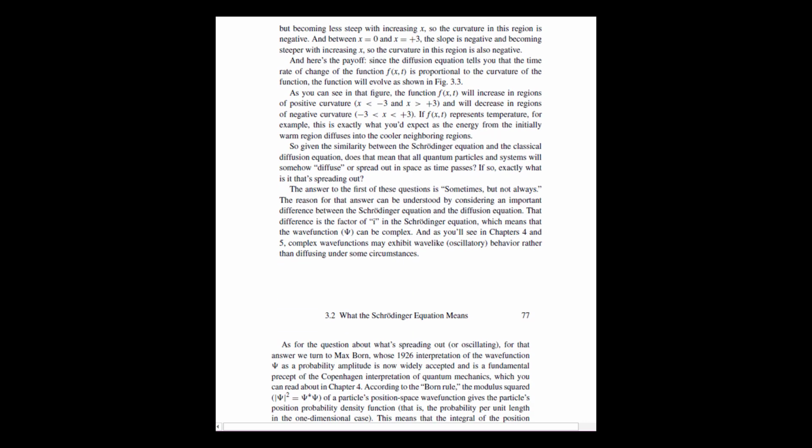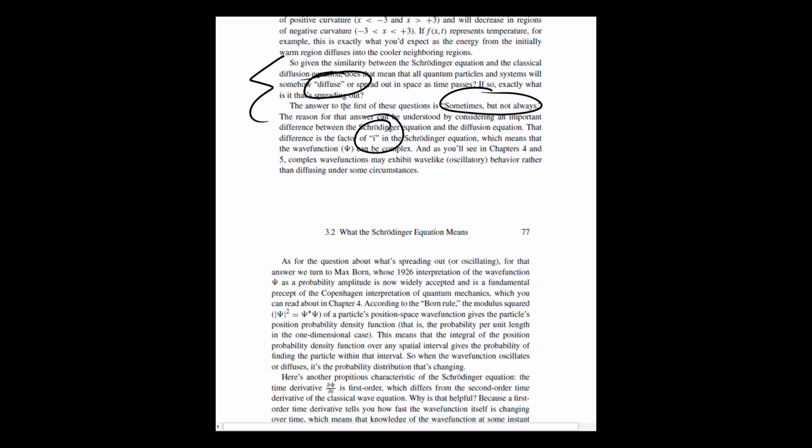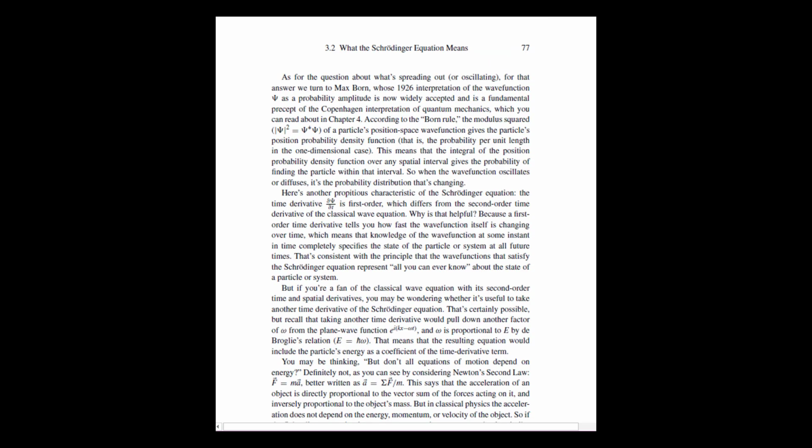Now, you have to be careful when you try to apply this to quantum mechanics. You say, oh, so does that mean that any wave function will diffuse or spread out in space as time passes? Well, sometimes it does, but not always. And why is that? That i in the Schrödinger equation means that the wave function solution can be complex. And that allows not only for diffusing behavior, but oscillatory behavior, as you're going to see in later chapters. But this is probably a good time to ask, so what exactly is it that is spreading out or oscillating? That is, what does psi represent?